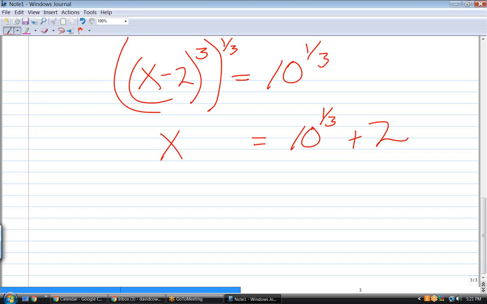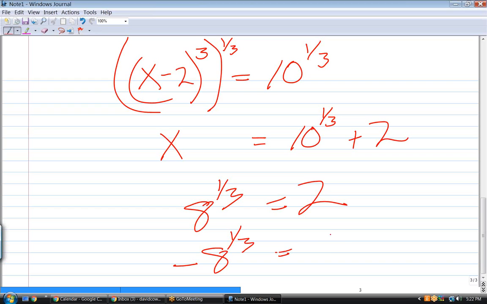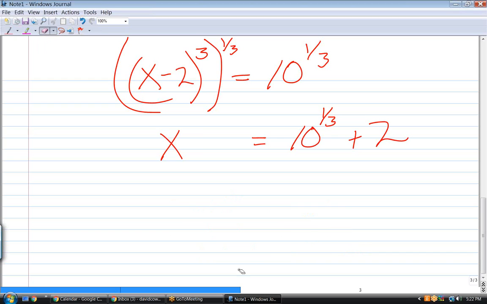Is it plus or minus 10? Or just plus? Would it just be plus or minus? It's just plus. In other words, the 8 to the 1/3 is equal to 2, but minus 8 to the 1/3 is equal to negative 2. So this is not a plus or minus, because minus 2 times minus 2 times minus 2 does not equal 8. It's only even roots that are plus or minus.